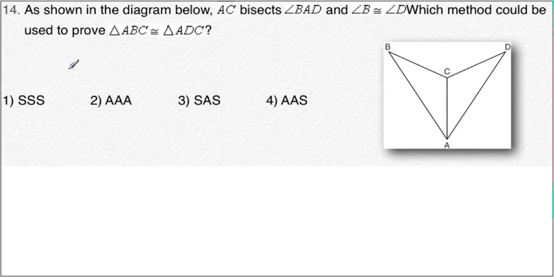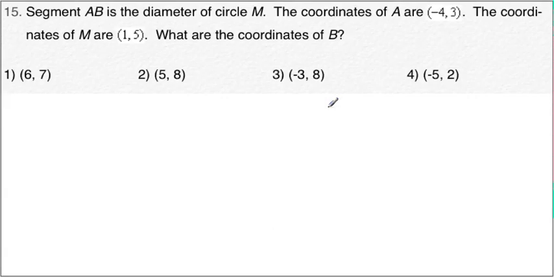Alright, so there we have AC bisects angle BAD. That tells us that this portion of the angle is equal to this portion of the angle. Now angles B and D are also congruent. Now then, how can we show that these two triangles are congruent? One thing that's not given here is that line AC is reflexive in both triangles. So therefore we are looking at angle, angle, side as our answer. Choice number 4. Number 15.